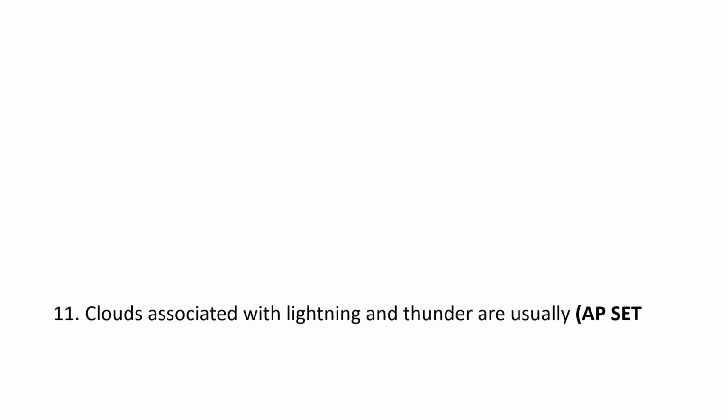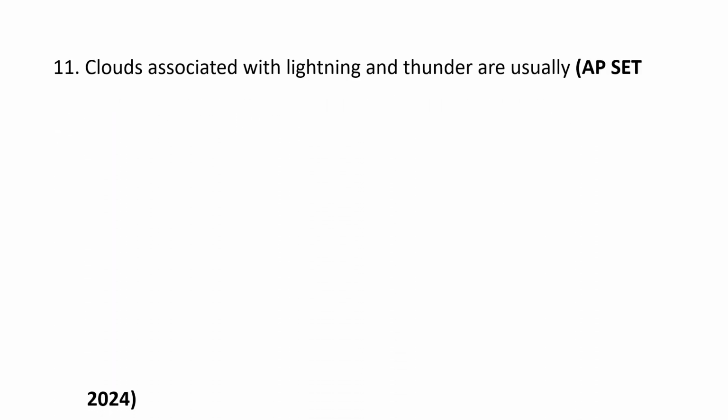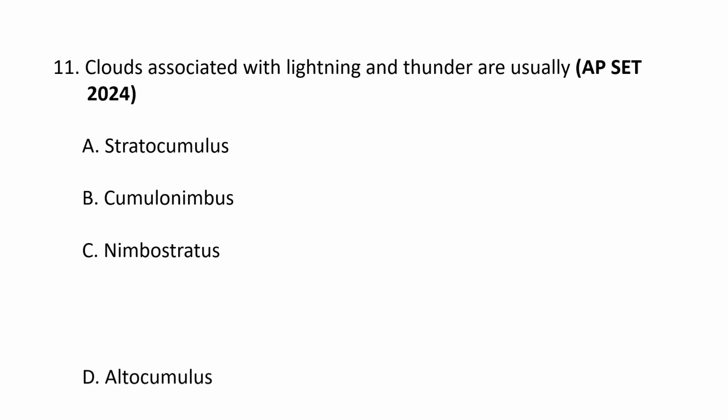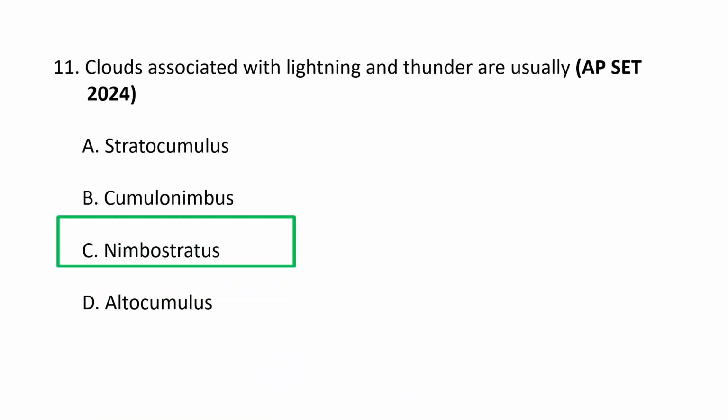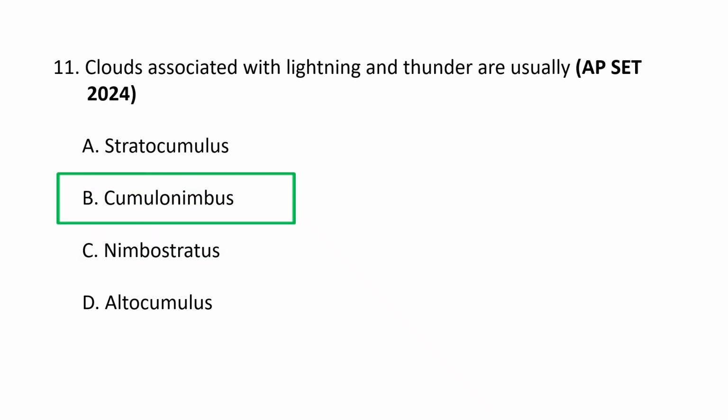Next question. Clouds associated with lightning and thunder are usually A. Stratocumulus, B. Cumulonimbus, C. Nimbostratus and D. Altocumulus. So the correct option is cumulonimbus.